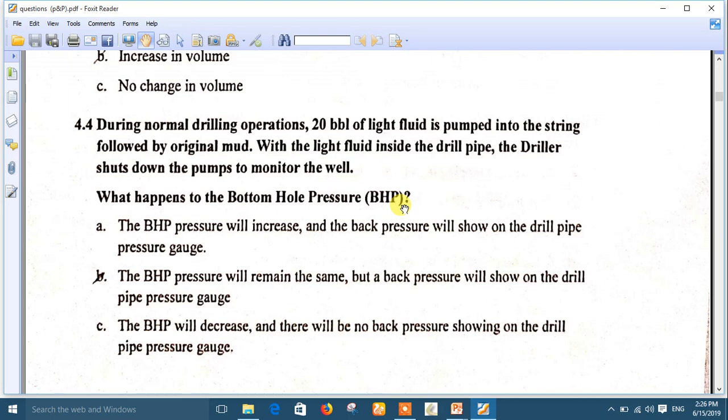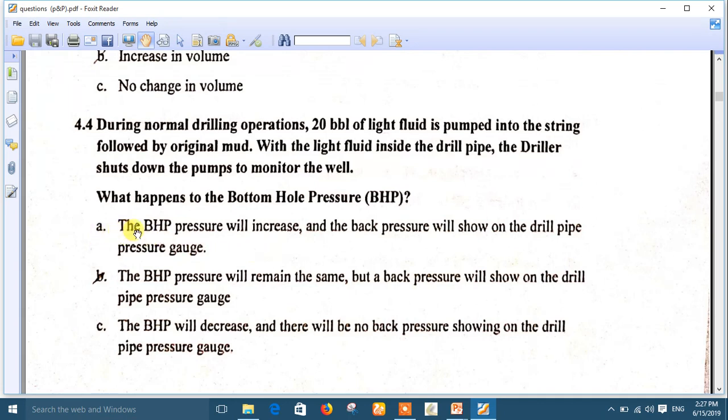Once the light mud is inside the drill string, the bottom hole pressure is the same because there is no change in the annulus. The annulus keeps the bottom hole pressure the same. So if they tell you that light mud, or also heavy mud, is inside the drill string, there is no change in the bottom hole pressure. Here your eye must go to no change or the same.